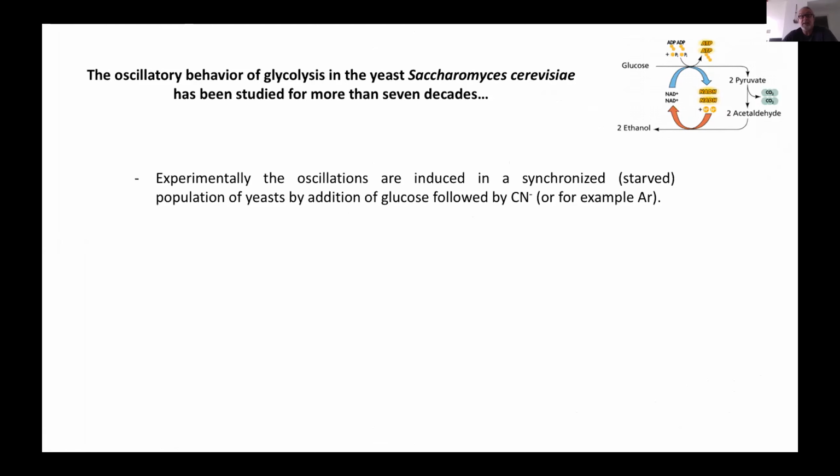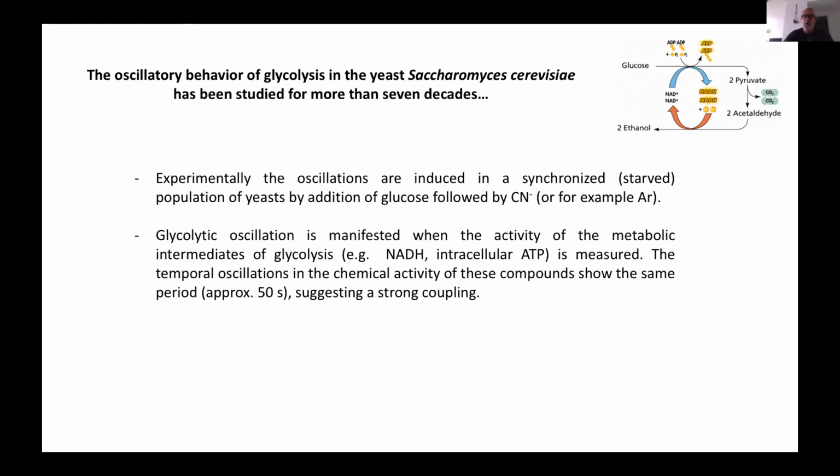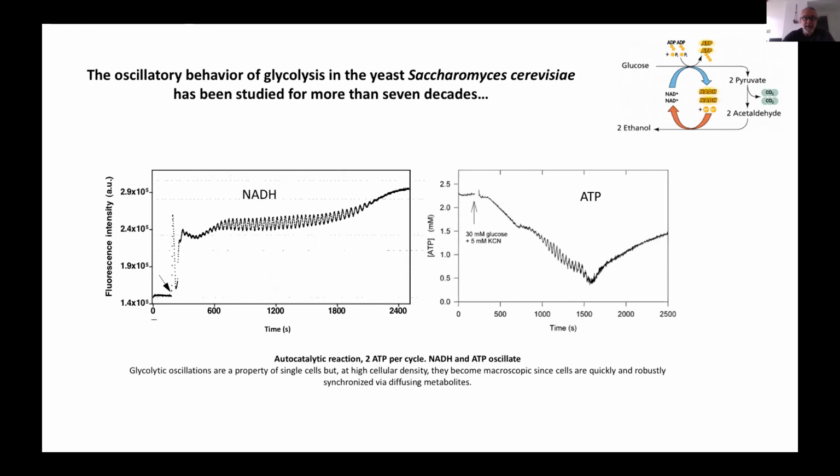This is a very well-known phenomenon. It has been described for more than 70 years and studied quite a lot. Essentially, you synchronize starved populations of yeast by starvation, and then you add glucose and then cyanide just to block the respiratory chain. Then you follow, for example, NADH and ATP over time. What you see is that there are oscillations in these metabolites, and this is what you measure.